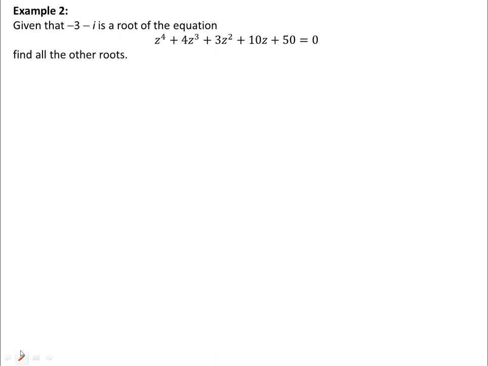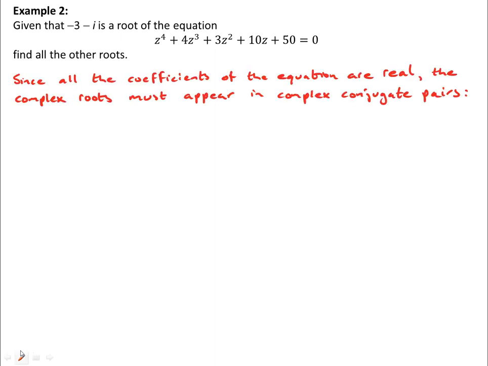Well, what we've got here is we have a polynomial equation with real coefficients. And if we have a polynomial equation with real coefficients, we know the complex roots must appear in complex conjugate pairs. So the fact that minus 3 minus i is a root means that the complex conjugate, that is minus 3 plus i, must also be a root. So we've got two of the roots now.